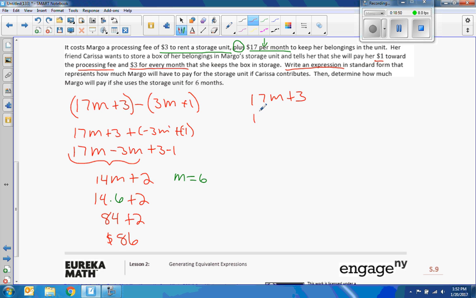And for 6 months, if her friend did not store anything in there and she kept the storage unit, 7 times 6 is 42, 102 plus 3, which is $105. And then I could take what Margot's paying, subtract it from what she would have to pay if her friend didn't store anything, and I can find out how much her friend is going to pay. And that is $19 for 6 months. Okay?